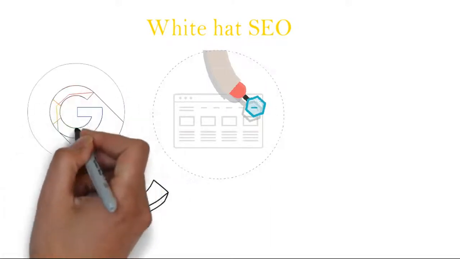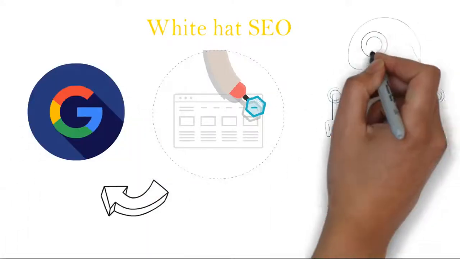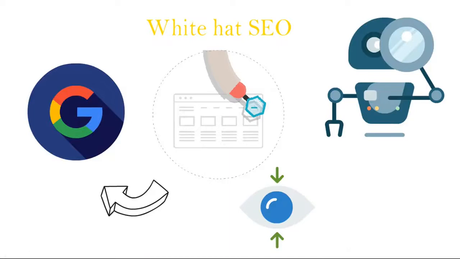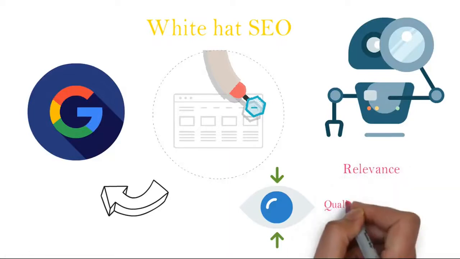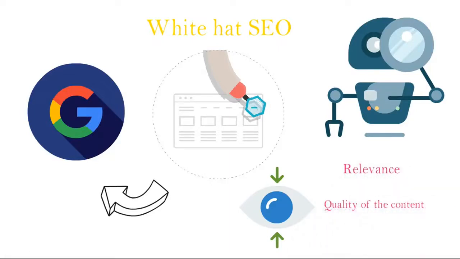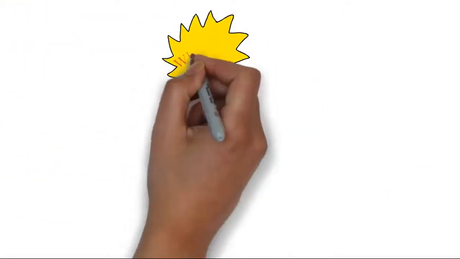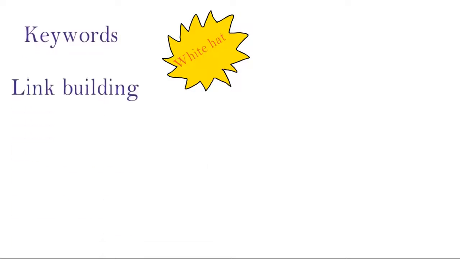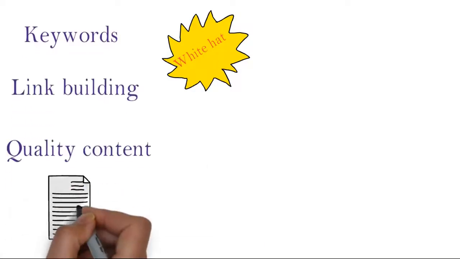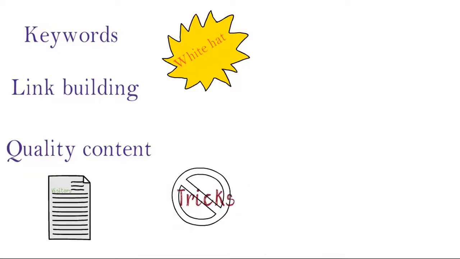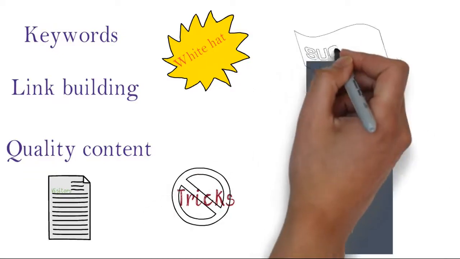In this case, your goal will be to optimize your site for searches, but to focus on the relevance and quality of the content as well as the organic ranking. White hat activities include the proper use of keywords, link building, and above all quality content written for visitors without the use of tricks. This approach is the only right path if you want long-term success.